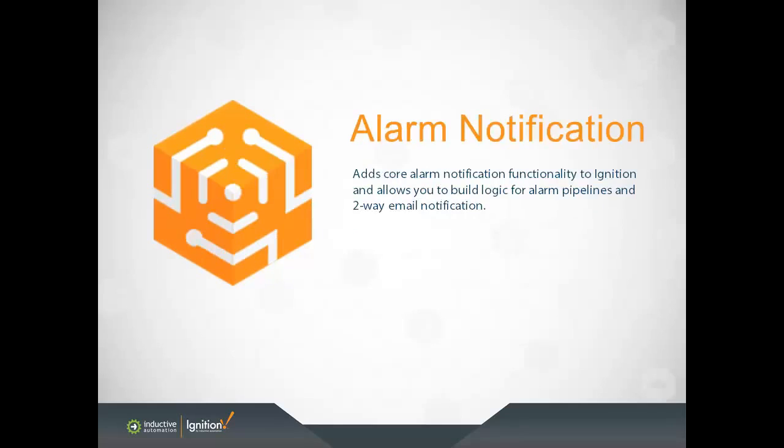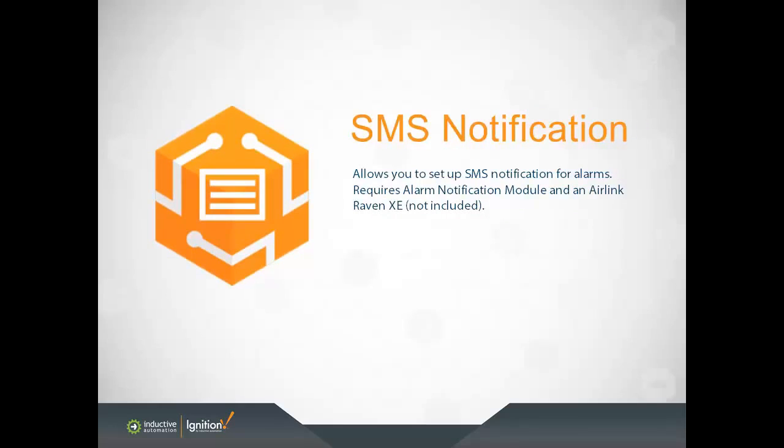The Alarm Notification module adds core alarm notification functionality to Ignition and allows you to build logic for alarm pipelines and two-way email notification. The SMS notification module allows you to set up an SMS notification for alarms. This requires the alarm notification module and requires a special device that's not included.